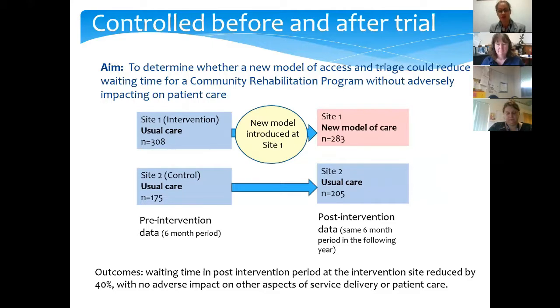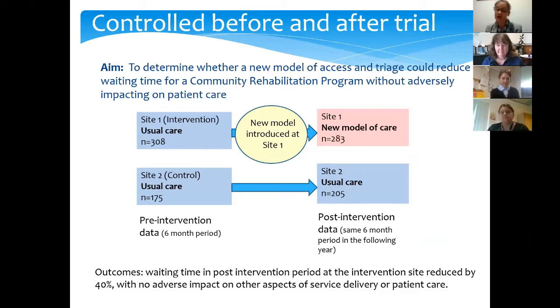So looking at the diagram there showing the research method, we had 2 sites here receiving usual care. This was an intervention looking at a new model of access and triage to see if it could reduce waiting time for a community rehab program without adversely impacting on other aspects of patient care. So we had 2 sites within this large health service that each ran in a similar way, similar management, similar patient groups, one slightly smaller than the other. They both ran using usual care for a 6-month period. We then introduced the new model at one site while continuing to collect data from the other site.